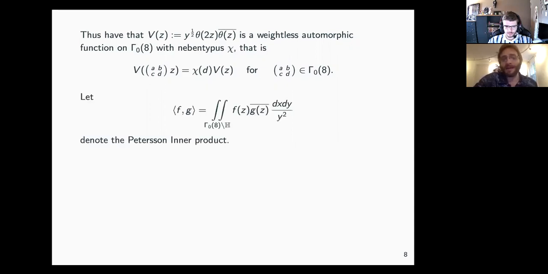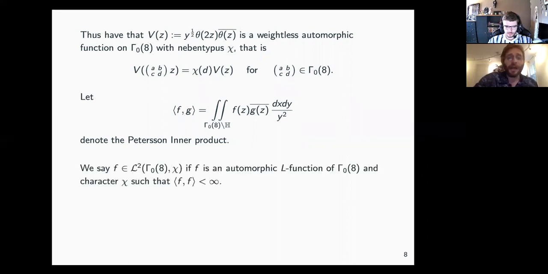Furthermore, let's define an inner product on this space, which we can do. It's basically we just integrate two automorphic forms against each other over the fundamental domain of H modded out by the action of the group. This is the Petersson inner product. And when we talk about functions that have this sort of automorphic property that v(z) has and are also square integrable, we define that to be the L^2 space of these particular forms.